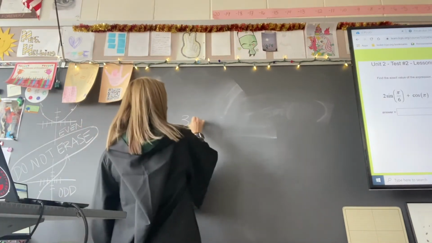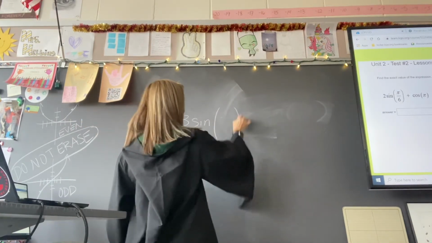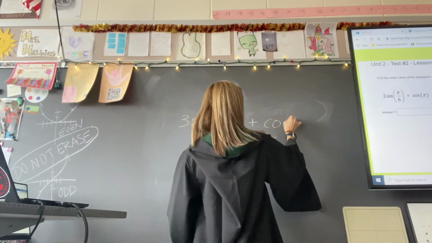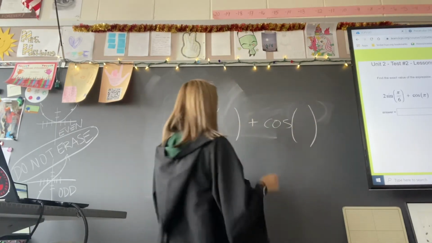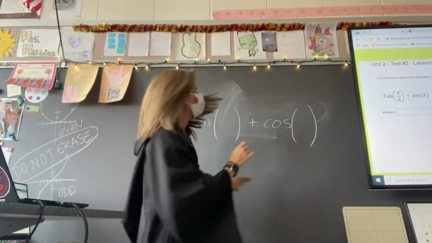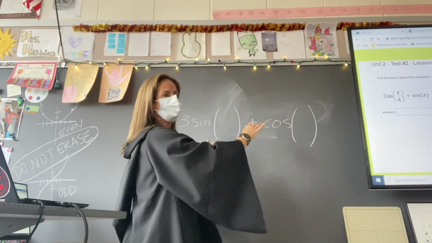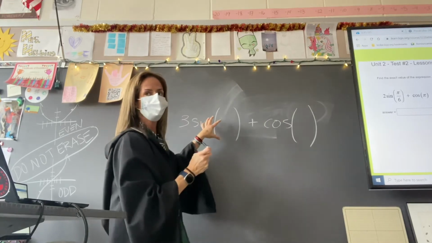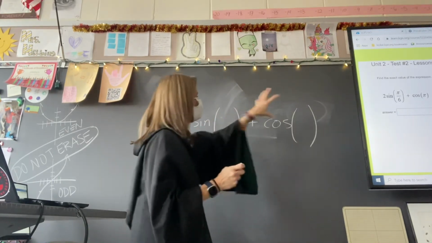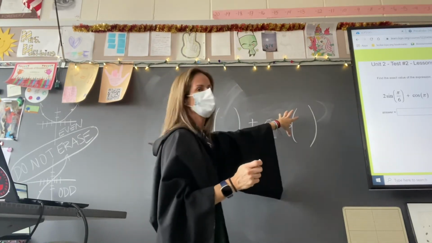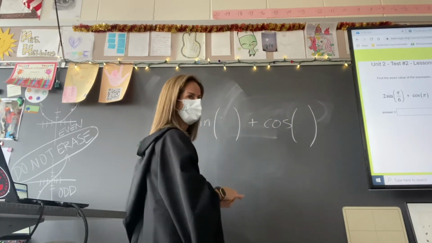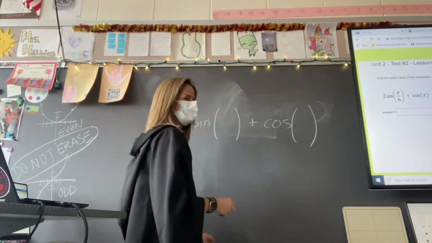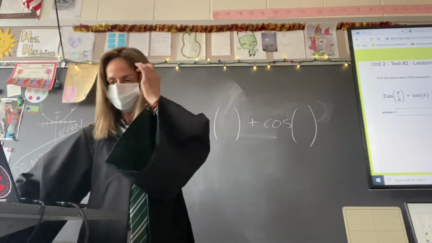Okay, 3 sine of something plus cosine of something, some other thing. These are on the unit circle. So you're going to find the value of this using the unit circle, multiply it by 3, find the value of this using the unit circle, and then add them together. And there's only one right answer. So you just type it in the box.